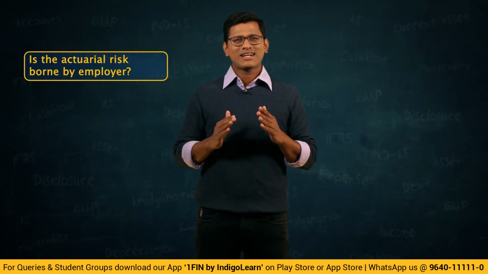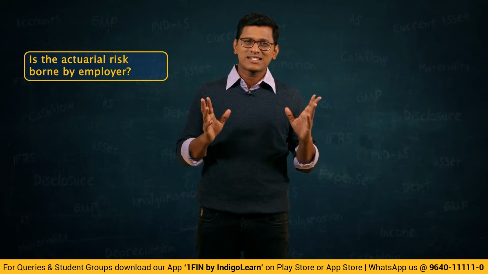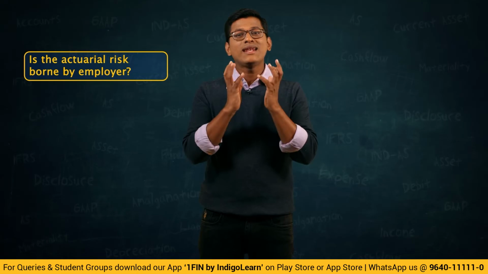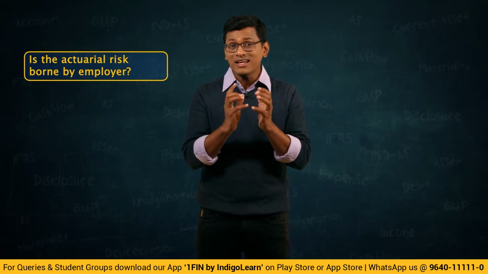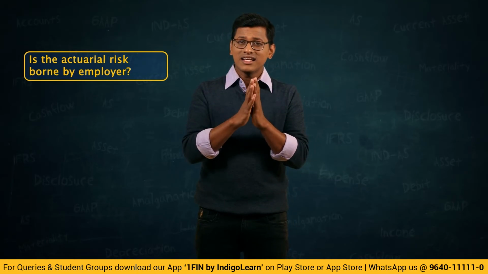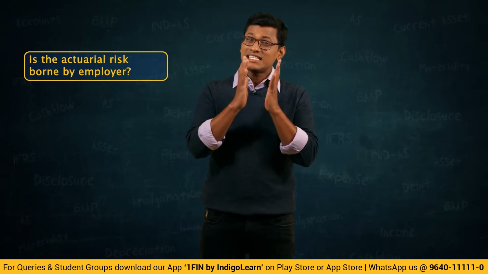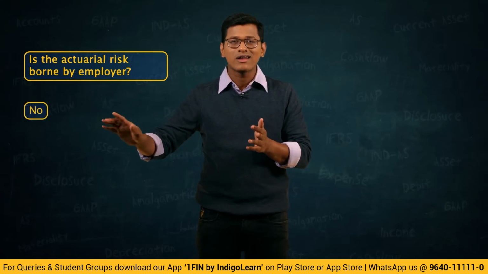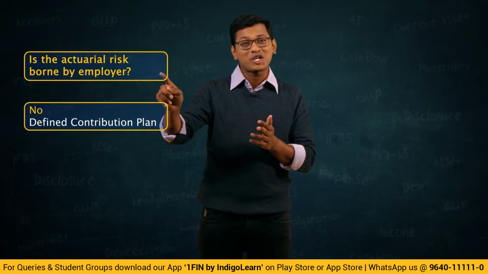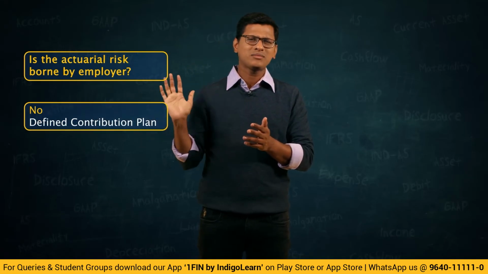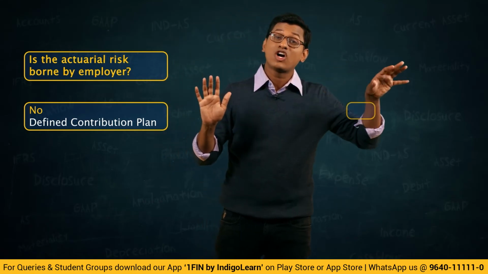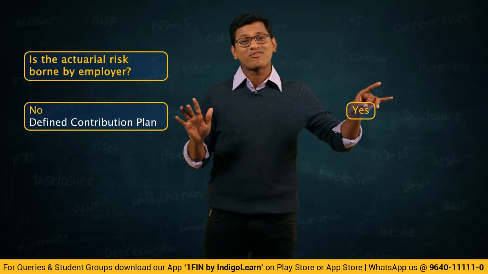So friends, the crux of defined contribution and defined benefit plans, as we discussed, is something like this. Is the actuarial risk, meaning the actuarial estimation risk, right? Some estimations going wrong, is that risk falling on the employer? If the answer is no, that risk is not falling on the employer, we are calling them defined contribution plans, because once the employer pays something, that's all. The risk is not falling on the employer after that. If the risk is actually falling on the employer, we are calling them defined benefit plans.